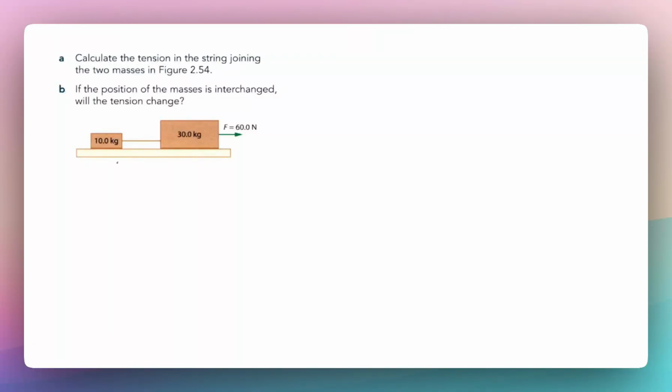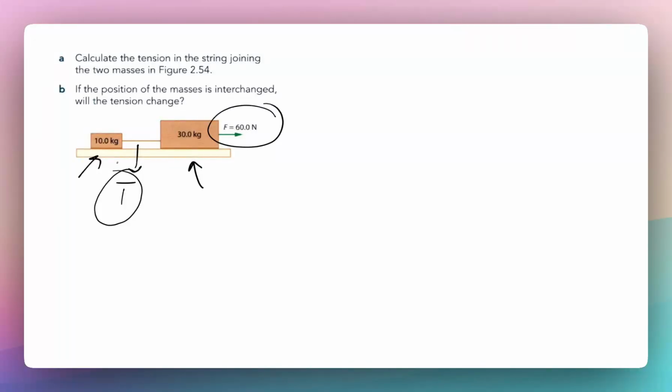So here in this question, we have to calculate tension, and tension, as I said earlier, is a variable force. It really depends upon the other known forces, and we can simply calculate it by looking at the other forces first, right? The question says calculate the tension in the string joining the two masses. So the two masses are 10 kg and 30 kg, and we have to find what is the tension in the string.